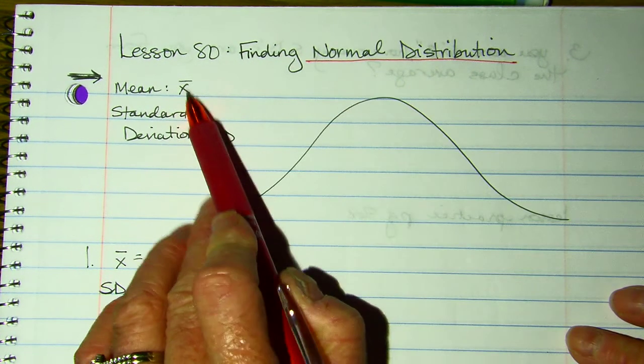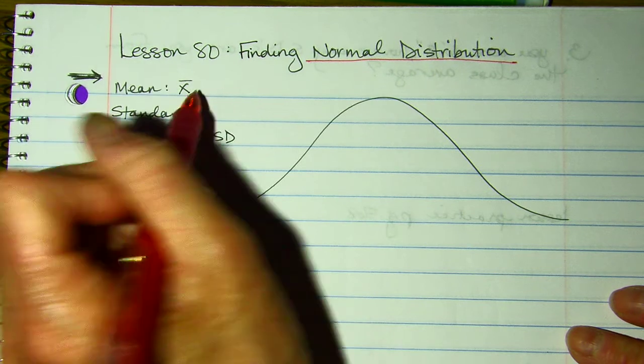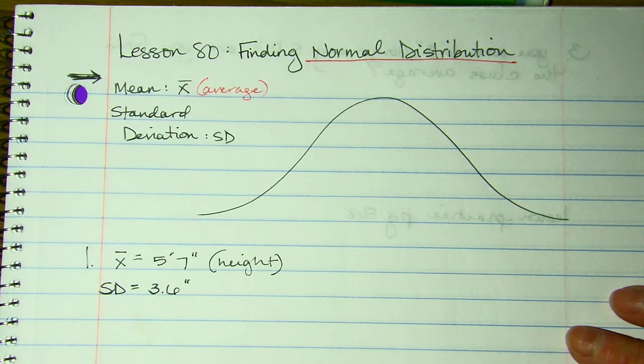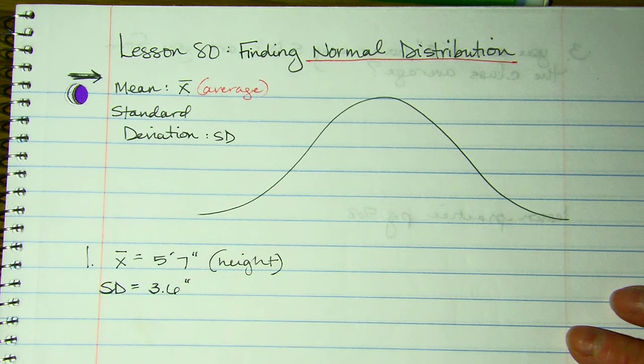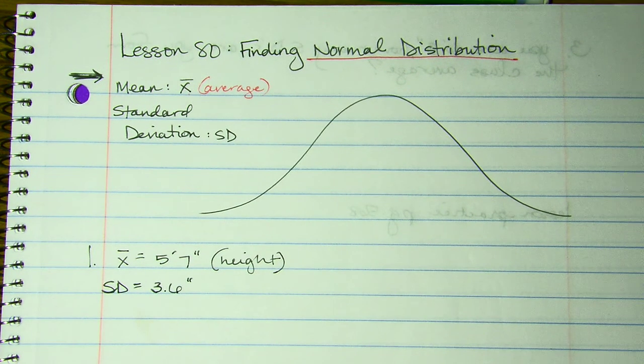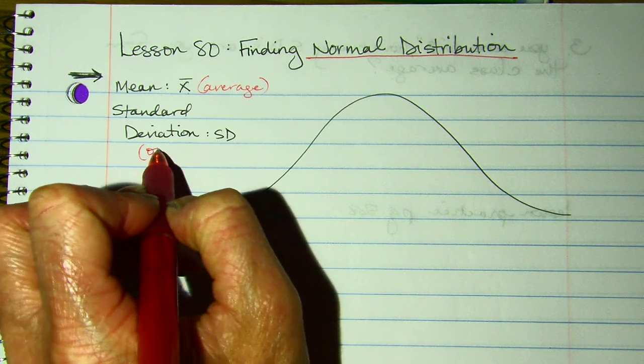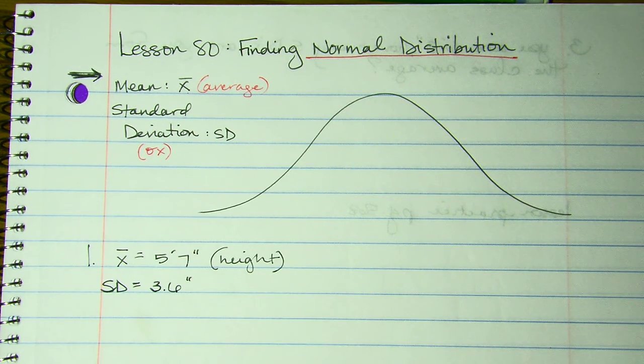So when you see X with a line above it, remember that means mean, which is also our average. And then standard deviation, I use the acronym SD for that, so we're not having to write it over and over again. But another symbol for it is almost like the theta symbol.